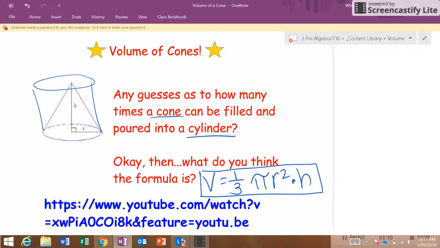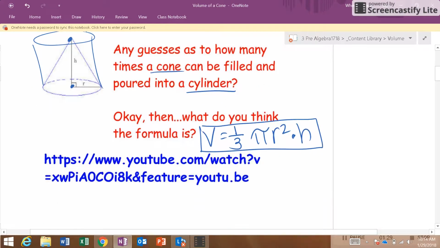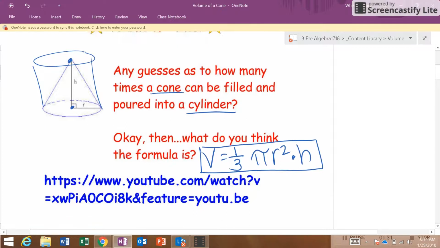Just a few pointers as we go today. If you are looking at the height of the cone, make sure you look from the point of the cone all the way down to the center of the circle. That'll be your height, even if the cone is lying on its side or upside down or something like that. And we do need radius, so if you're given diameter, be sure to cut it in half. Otherwise, the formula is almost the same as the cylinder.